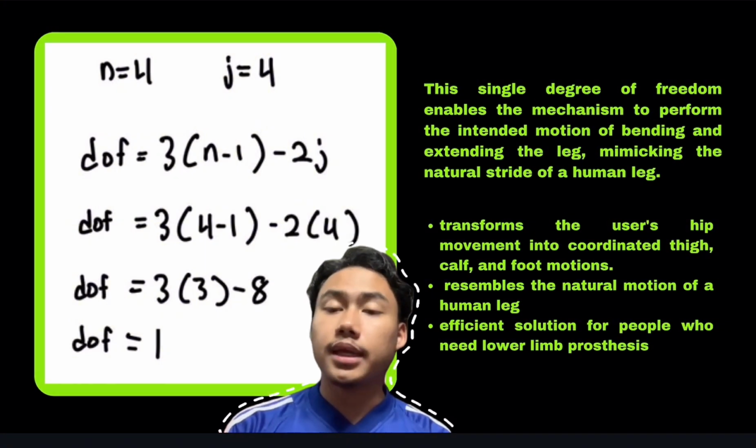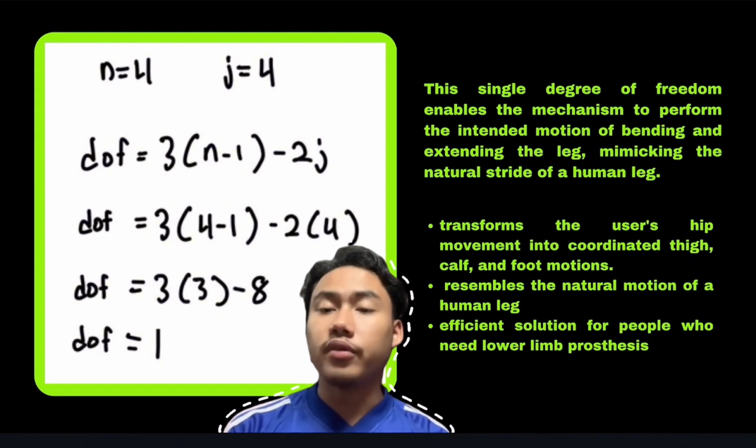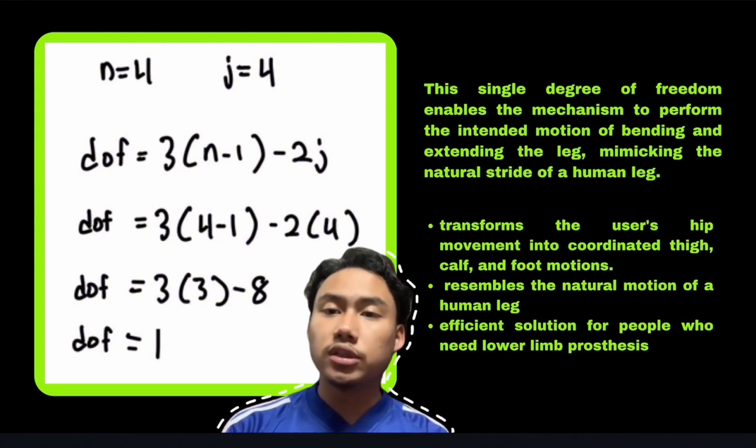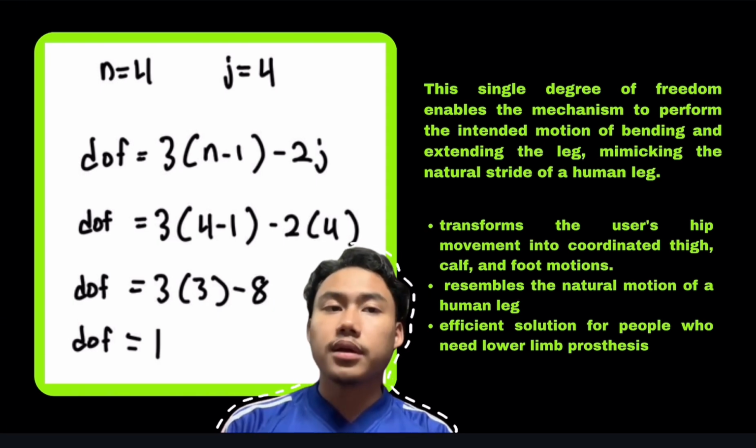The number of links in this mechanism is 4, and the singular degree of freedom enables the mechanism to perform the intended motion of bending and extending the leg, mimicking the natural stride of a human leg. So to summarize, the 4-bar linkage of a prosthetic leg is a complicated mechanism that transforms the user's hip movement into coordinated thigh, calf and foot motions.